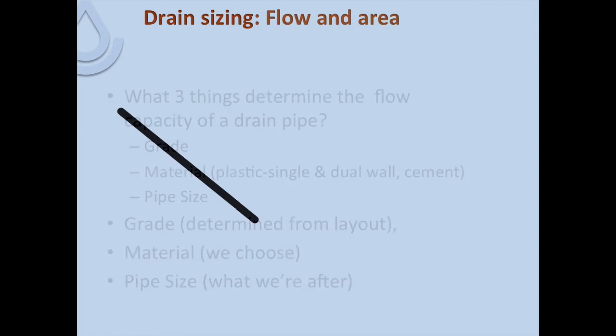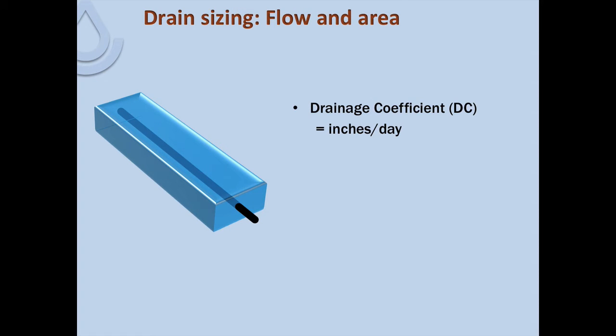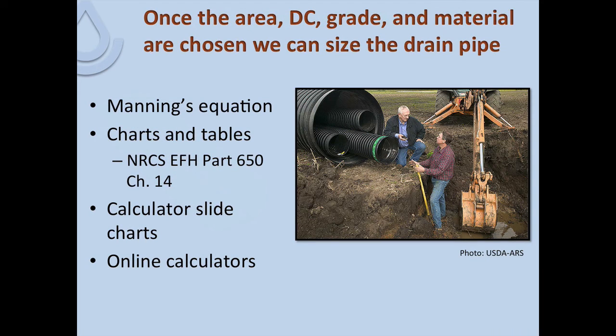The flow that pipe needs to be able to handle then is going to be a function of the drainage coefficient, which is the design decision that we've made on the capacity of the system. And then the area that pipe is going to drain, which for a parallel or pattern tiled system is going to be the drain spacing times the length of the drain. And so we can calculate then the flow as the drainage coefficient times that area, making the necessary unit conversions to keep it in consistent units. And so once we know the area, the drainage coefficient, the drain grade, and the material, we can size the drain pipe necessary to handle that flow.